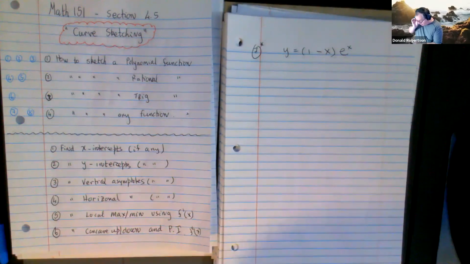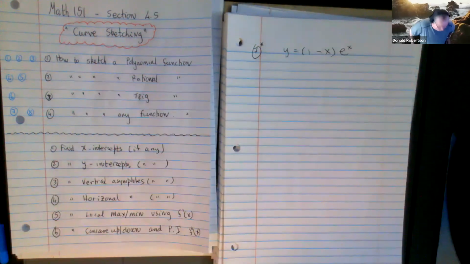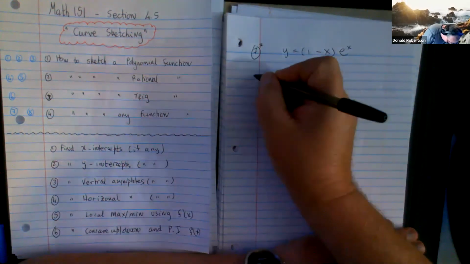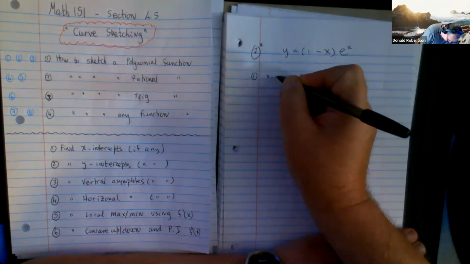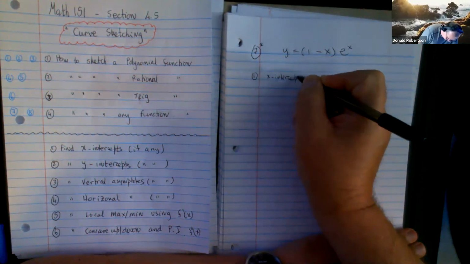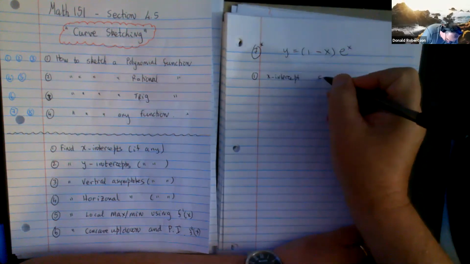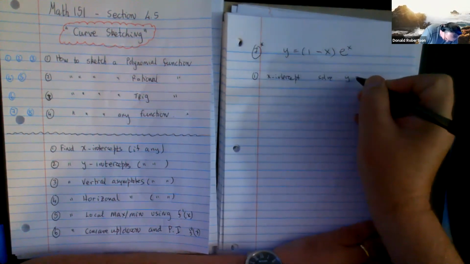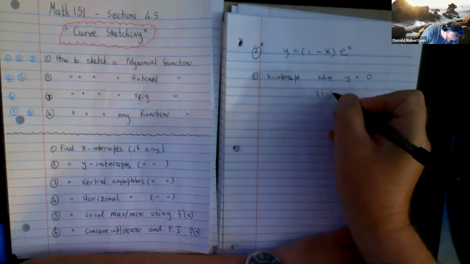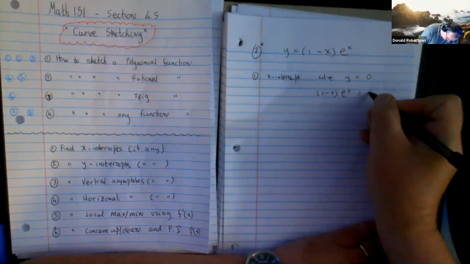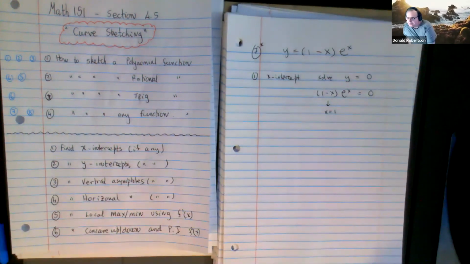So this is just one of many examples. This is just any other function in the universe. How can you use calculus to sketch it? So here's one. It's x-intercept. It's already factored, so all I need to do is solve for y equals 0. And only one answer comes out. It has an x-intercept at 1.